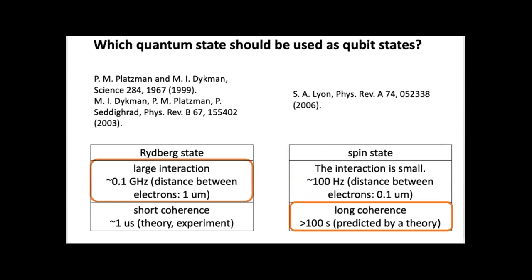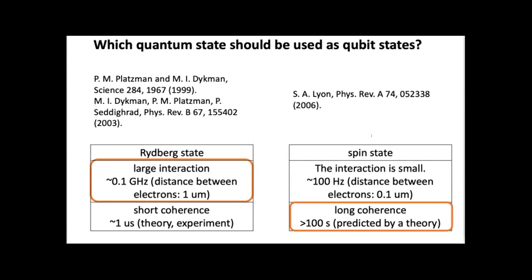The advantage of using the Rydberg state as a qubit is that the Coulomb interaction, the interaction which connects the Rydberg states, is very large. Even if the two electrons are separated by 1 micrometer, the interaction is still high. However, the coherence time of the Rydberg state is short, only 1 microsecond.